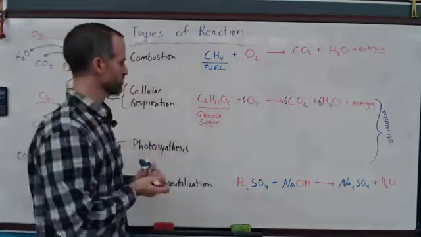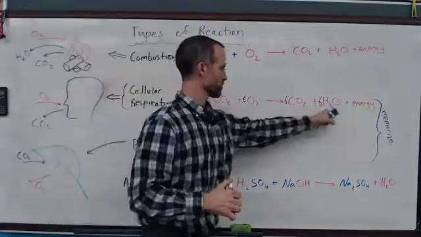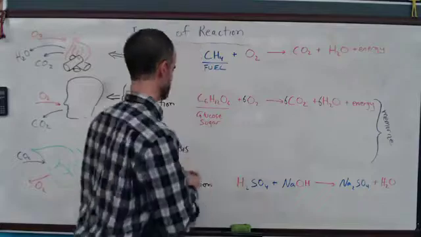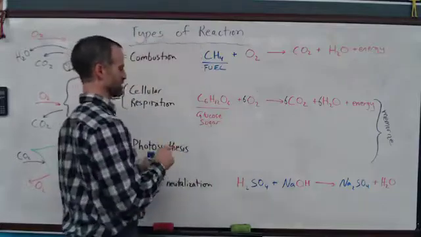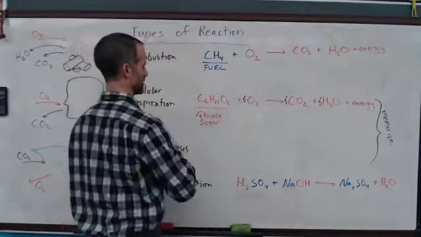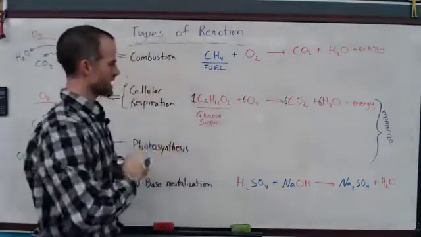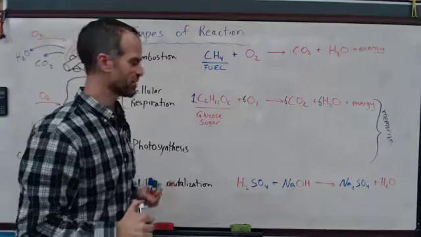And you're supposed to memorize, you can either work and balance it on your own, or it might be just easier to memorize the numbers to balance this equation. It's 1, 6, 6, 6. Okay, that's not too bad. 1, 6, 6, 6. That is cellular respiration. You have to know it.